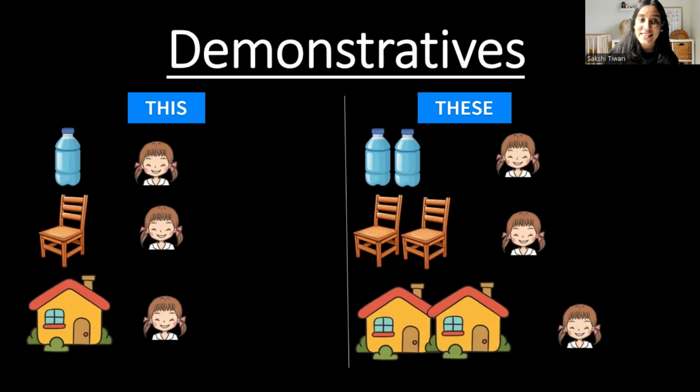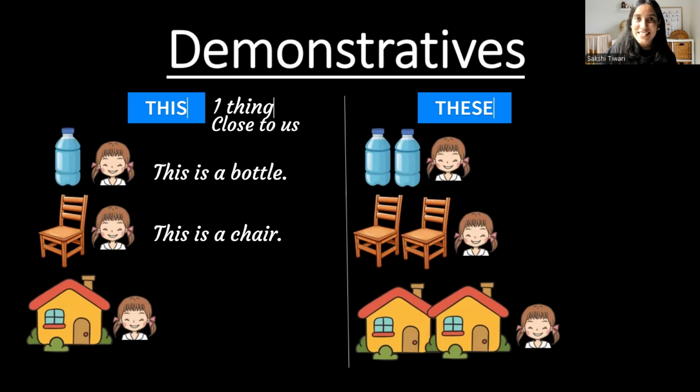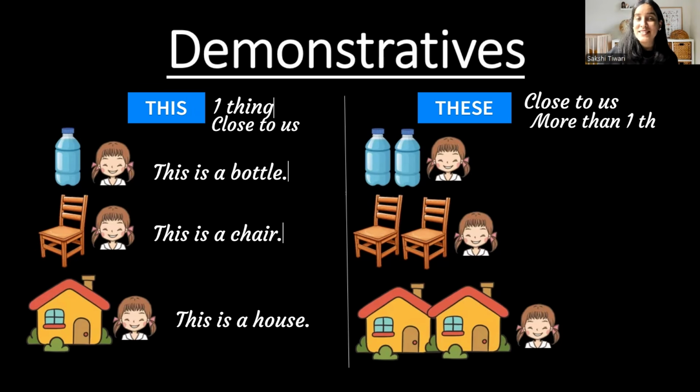Now, this is a bottle. We use this to talk about one thing which is close to us. Now I hope you can see, next to the bottle, it's me, with 2 ponytails. So the bottle is very close to me. That is why I will say this is a bottle. This is a chair, right? This is a house. I hope you're able to understand. So when something is near to you and it is in one quantity, we say this.